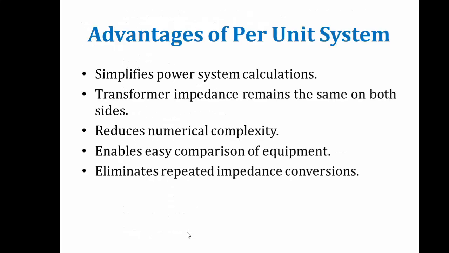Now we will see the advantages of the per unit system. When we go for a per unit system, each component works on a different voltage level, so in per unit, we convert all the components into a common base value. So that it simplifies the power system calculations. When we go for the transformer, the impedance remains the same for both sides, either primary side or secondary side. Then it reduces the numerical complexity. Next, it enables easy comparison of equipment. And last, it eliminates the repeated impedance conversions.